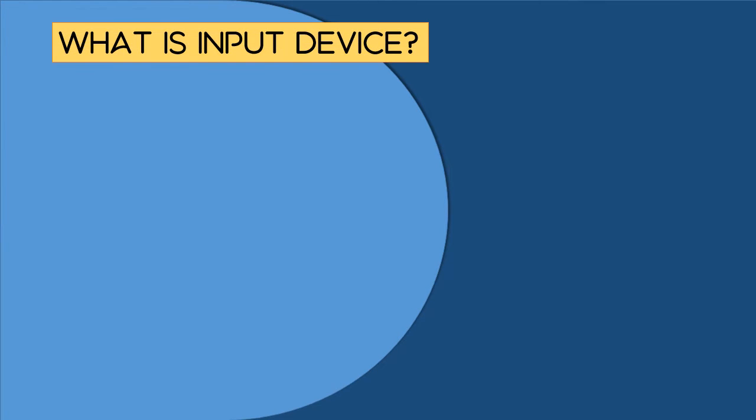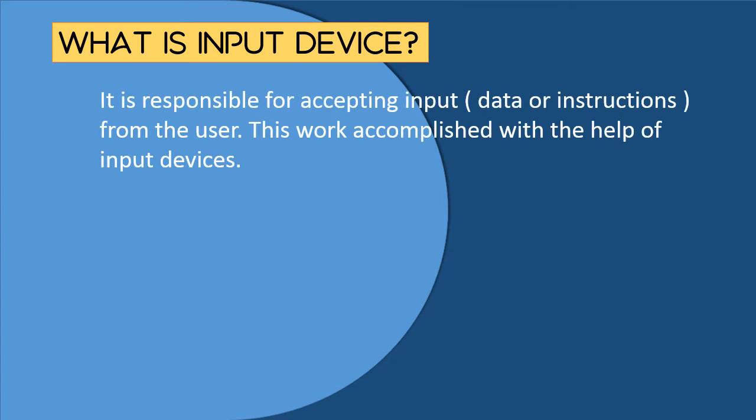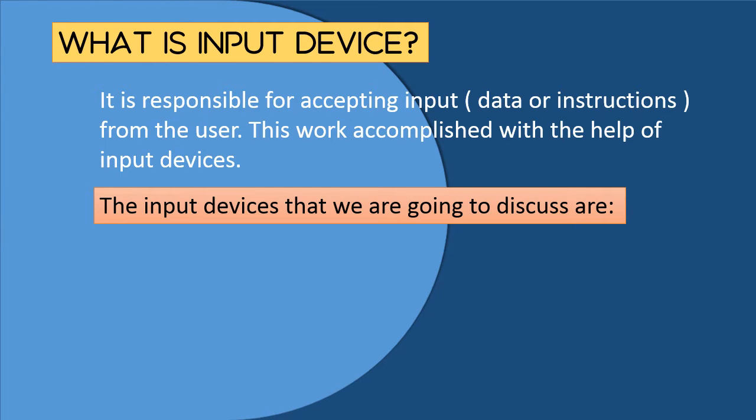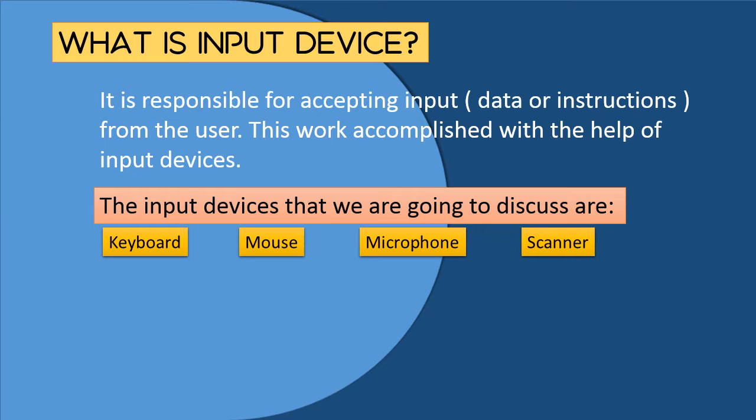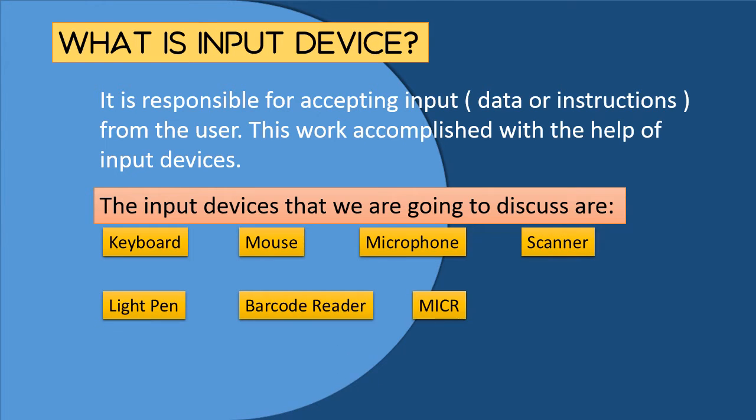What is an input device? It is responsible for accepting input, data or instructions from the user. This work is accomplished with the help of input devices. The input devices that we are going to discuss are keyboard, mouse, microphone, scanner, light pen, barcode reader, MICR, OCR, OMR.